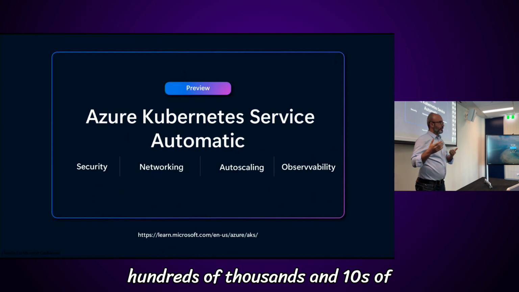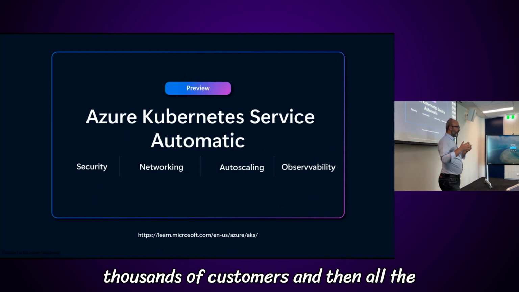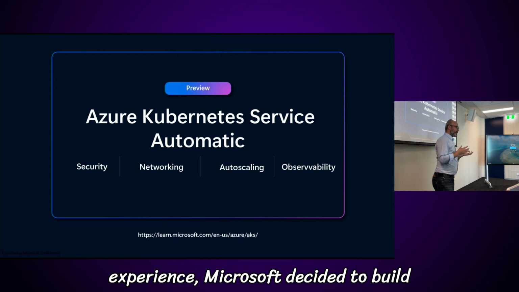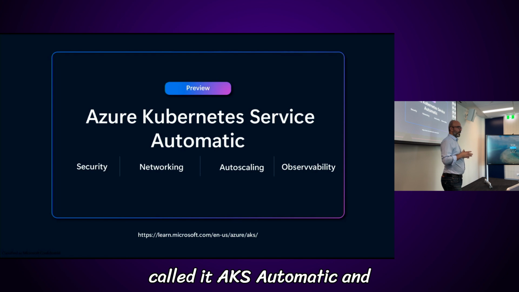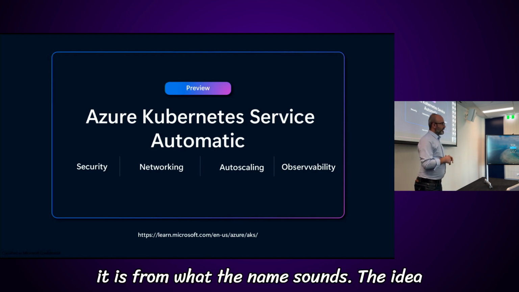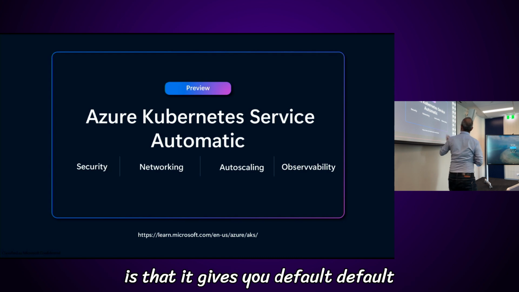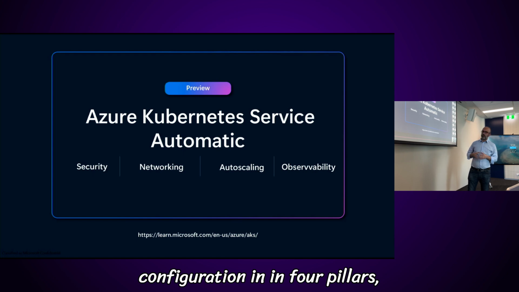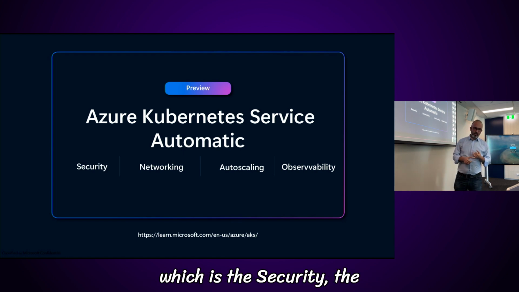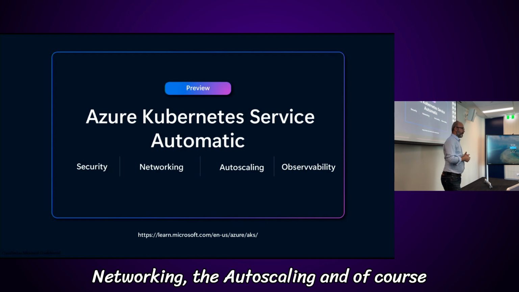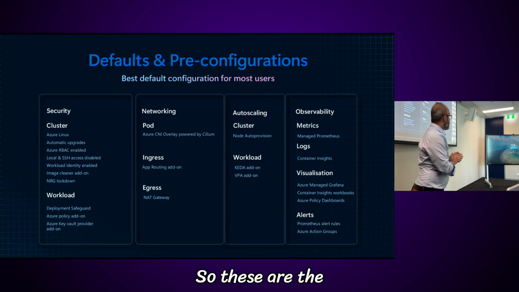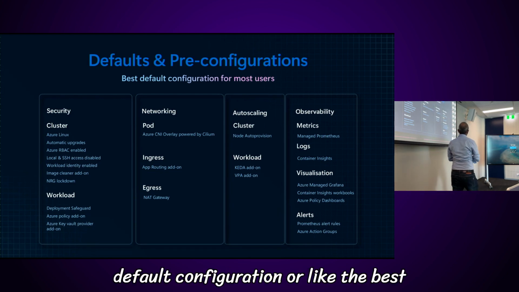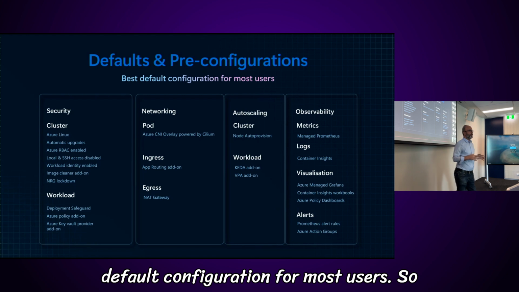So based on the experience of tens of thousands of customers, Microsoft decided to build a new SKU, and they called it AKS Automatic. It is what the name sounds like. The idea is that it gives you default configuration in four pillars: security, networking, auto-scaling, and of course, observability, right? These are the best default configuration for most users.